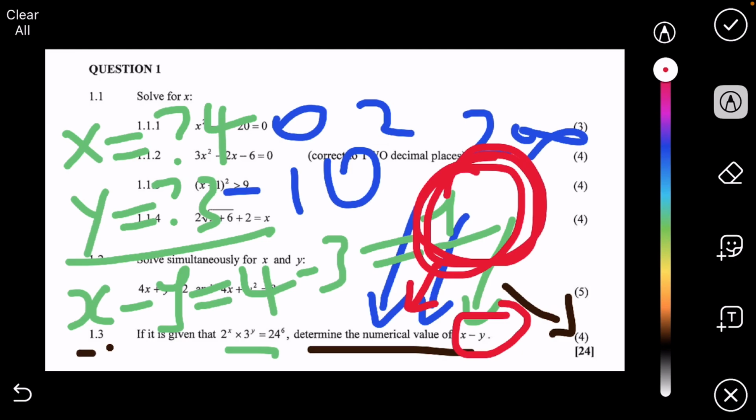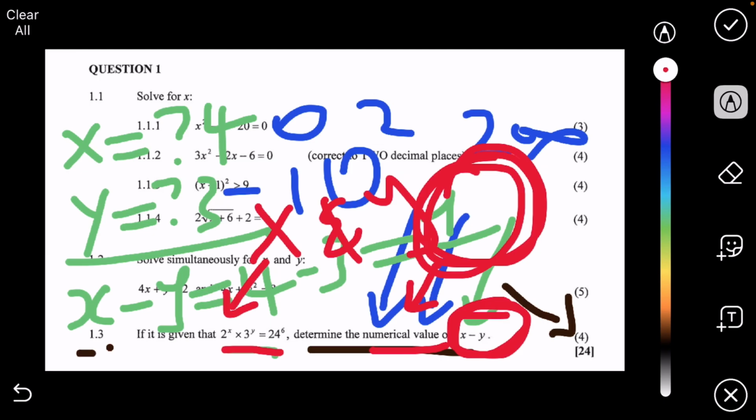Not in the end to find your final answer in the form of x and y. Please do make sure that you give a numerical value of what? Of x minus y. You can see you've got x over there, you've got y over there, ladies and gentlemen. So that means somehow you need to calculate the value of x and y from that given equation. Very, very much important, ladies and gentlemen.